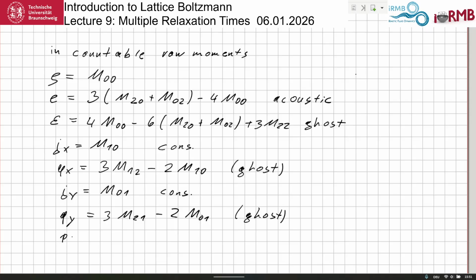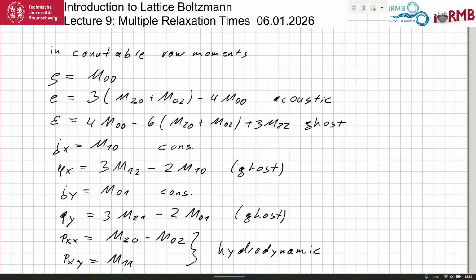Then here in the end we have the important things. Pxx is actually m20 minus m02. You've learned that this is the hydrodynamic thing that we have to worry about. And the other one, Pxy, is equal to m11. So these are hydrodynamic. These are the ones where we have to put omega BGK.